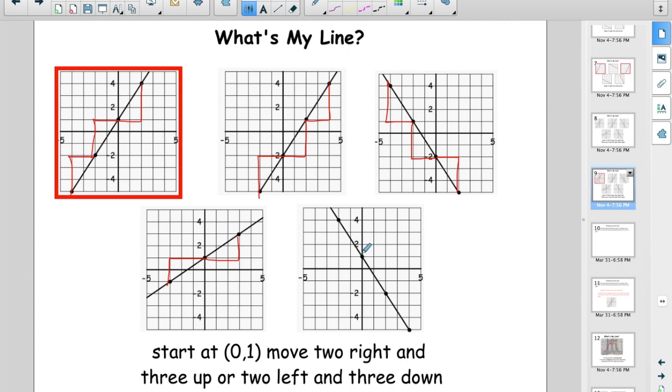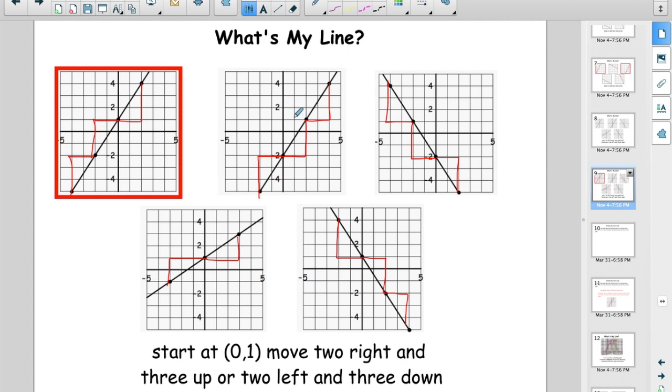Now let's take a look at the last one. Again, this is starting at the correct start point, 0, 1, but now we are going 2 to the right and 3 down. So it's the correct move to the right, but we're going in the wrong direction. Instead of up, we're going down. And in this direction, that's 2 to the left and 3 up, but we should be going 2 to the left and 3 down.